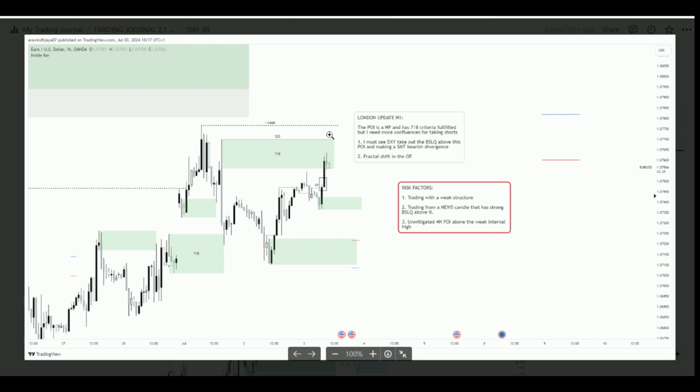Simple, I want this liquidity to be taken, and then there must be a fractal shift in the order flow so that I can look for shorts, because I'm trading from a weak structure and it's very low probability. Risk factors: trading with a weak structure, trading from a news candle that has a strong buy side liquidity above it, and an unmitigated fresh POI waiting above to be mitigated.